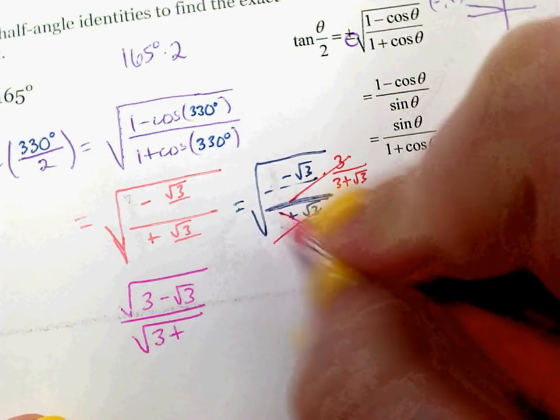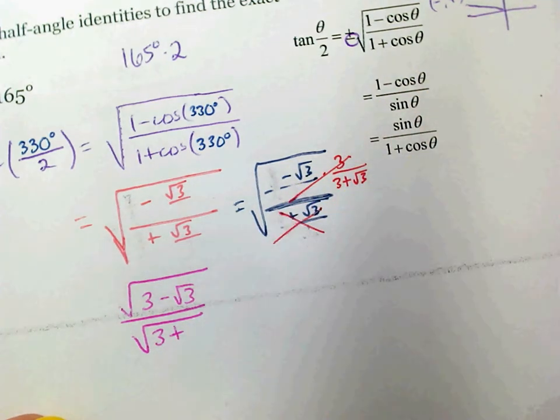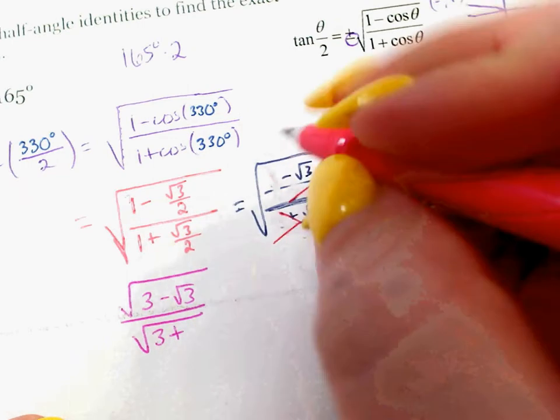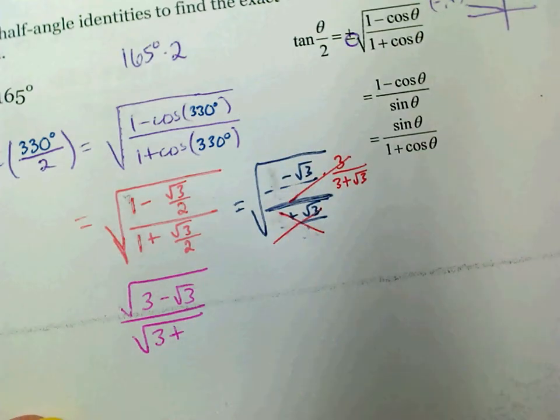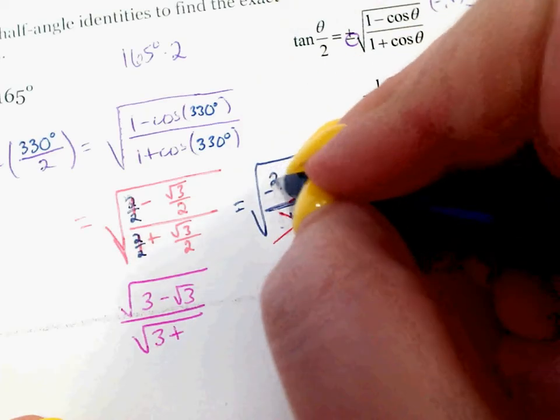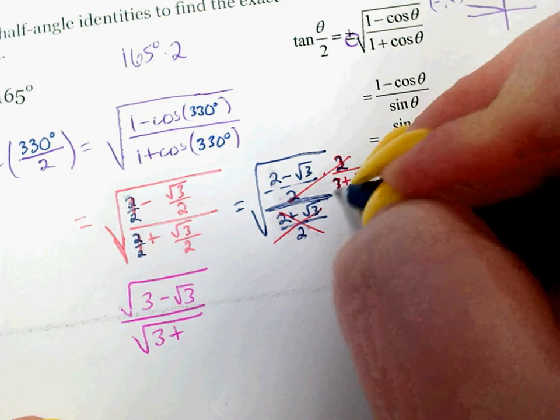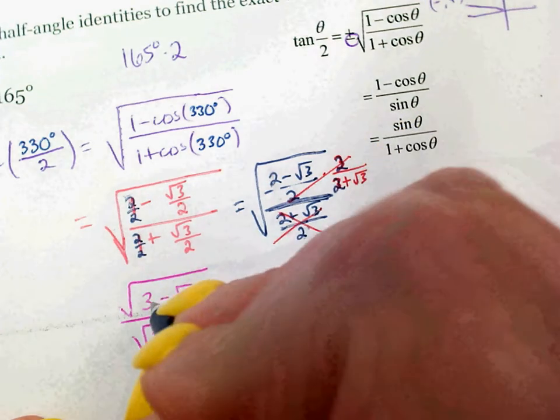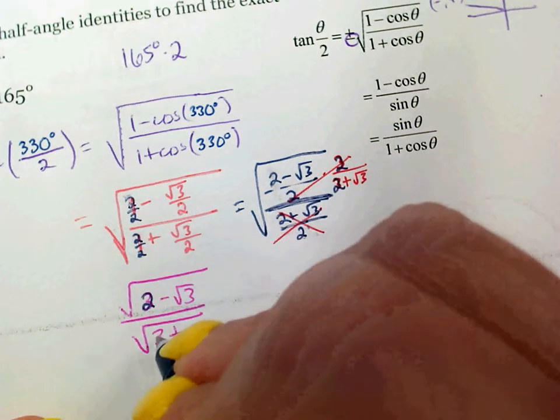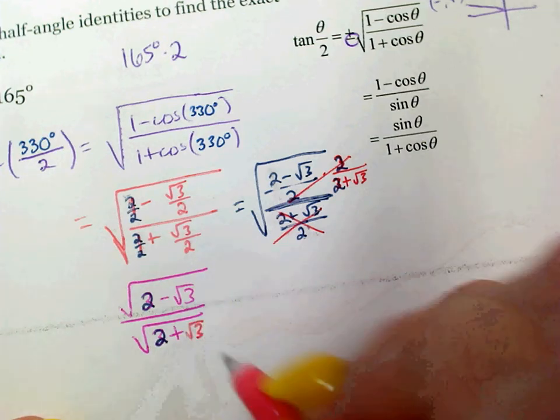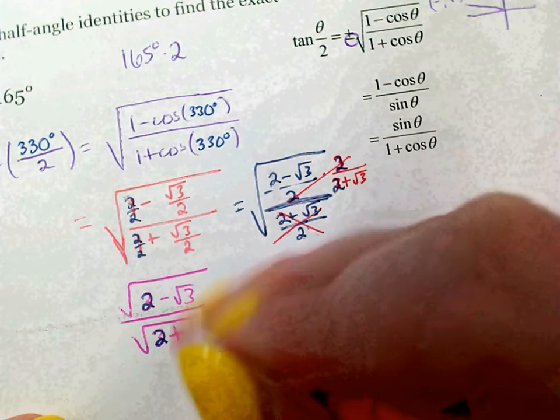Square root of 3 over 2, over 2. Multiply top and bottom by 2, which makes that 2, and that 2, and that 2, and that 2, and that 2, and that 2. Which makes this 2, and makes that 2. Oh, dang it. Okay, we're back on track.